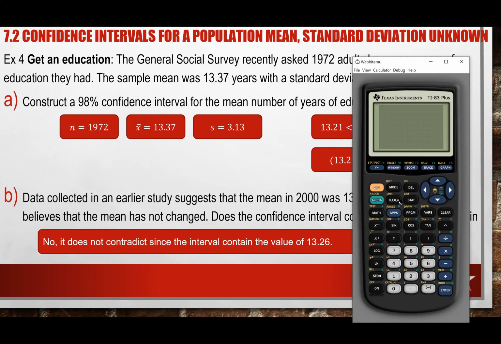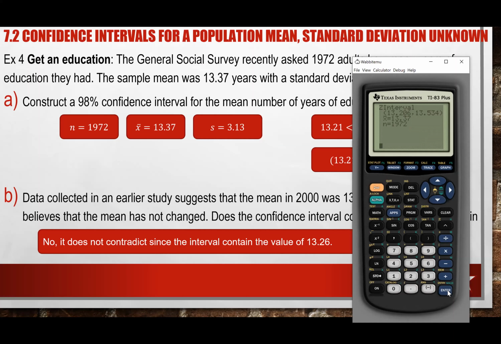If you were to make a mistake and use the Z interval rather than the T interval, even if you use a Z interval, where your X bar is 13.37, your N is 1972, and the confidence interval is 98 percent, if you actually use the Z for this problem, the result is the same.